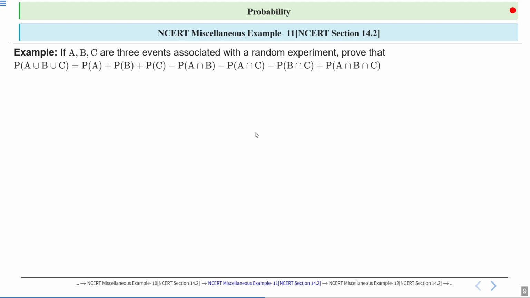Try to prove this example. You have 40 seconds. Try to solve this example, then we will provide the solution.